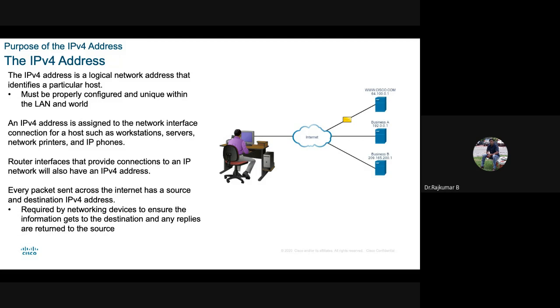Why we call it a logical address is because whatever IP address is assigned to a particular end device at a particular time will not be forever for that device. After some instance of time, the same IP address may be given to another end device in that local area network. So logically, the IP addresses are assigned, not the physical one. That's the difference, right?